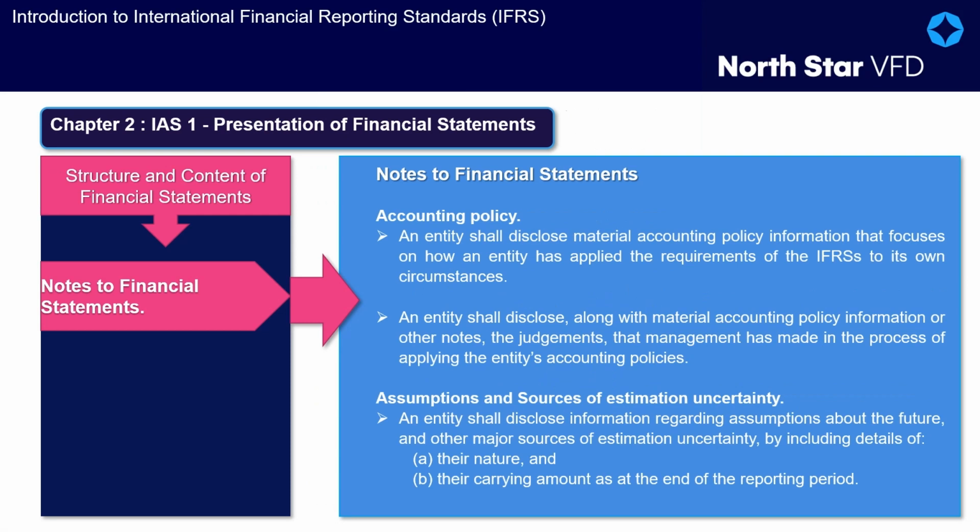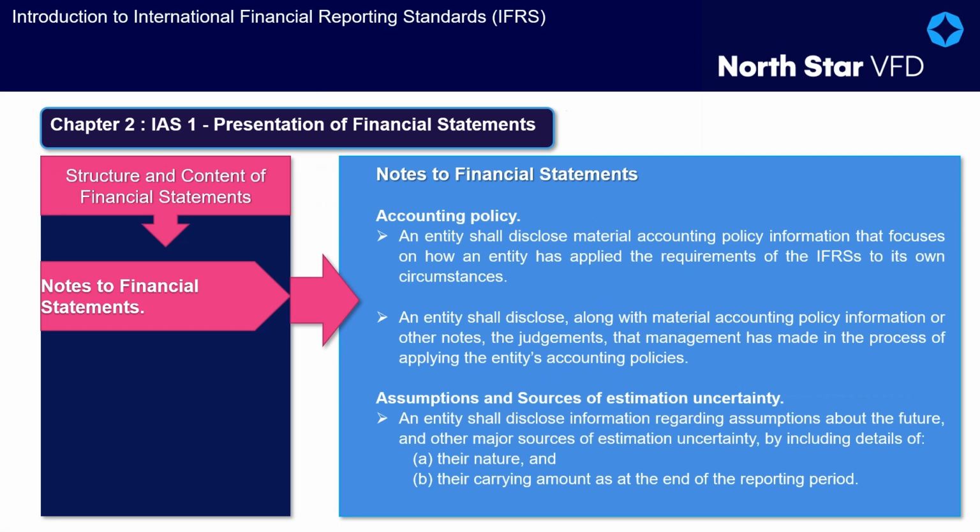An entity shall disclose, along with material accounting policy information or other notes, the judgments that management has made in the process of applying the entity's accounting policies and that have the most significant effect on the amounts recognized in the financial statements. Assumptions and sources of estimation uncertainty.